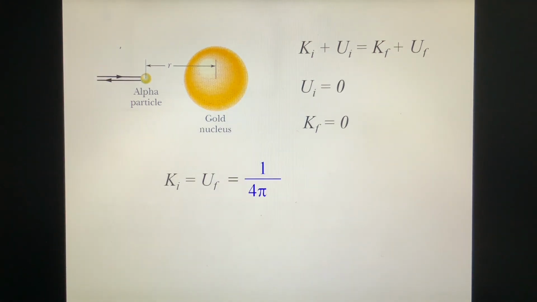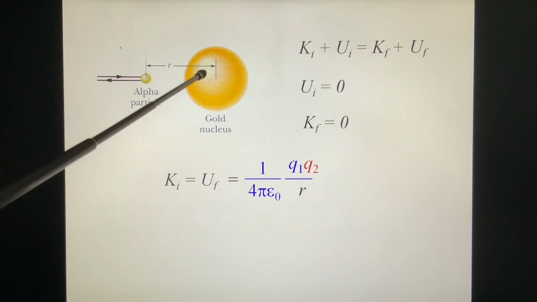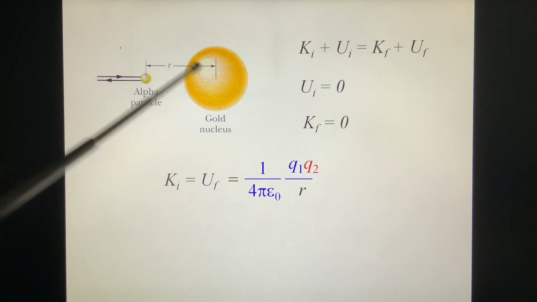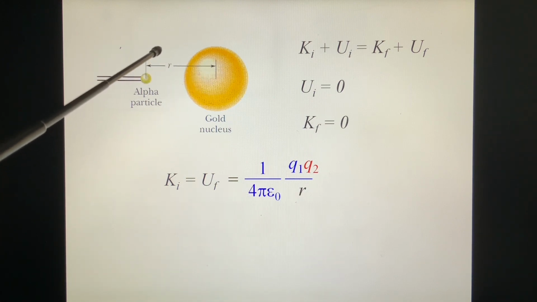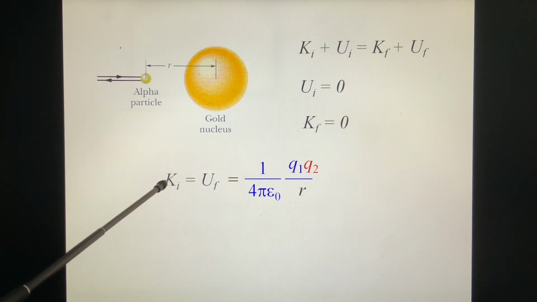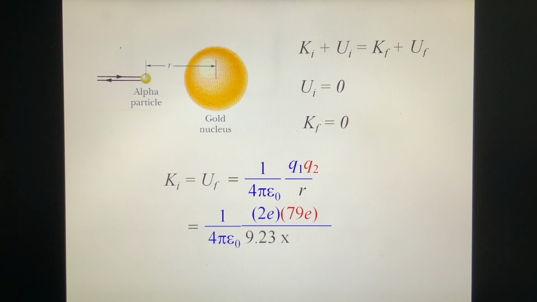What is U final? For two particles, it is 1 over 4 pi epsilon0, Q1 Q2 over r. The distance r is given, and Q1 and Q2 are given, so we can find Ki. Q1 is 2e, for 2 protons, and Q2 is 79e. The distance is given, so we get Ki. This Ki equals half m Vi squared.